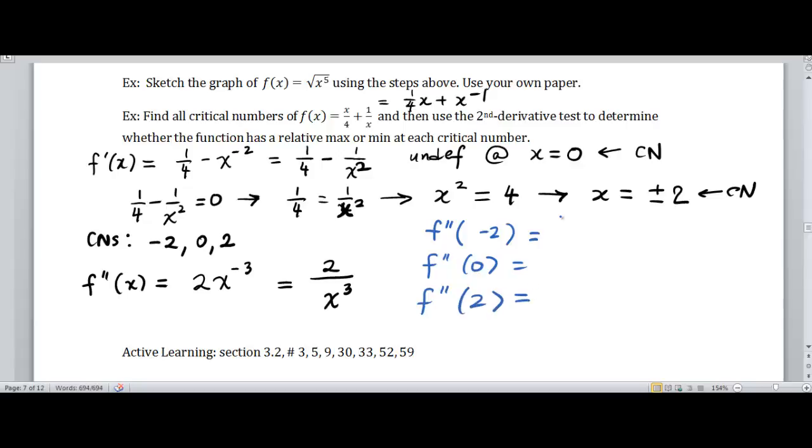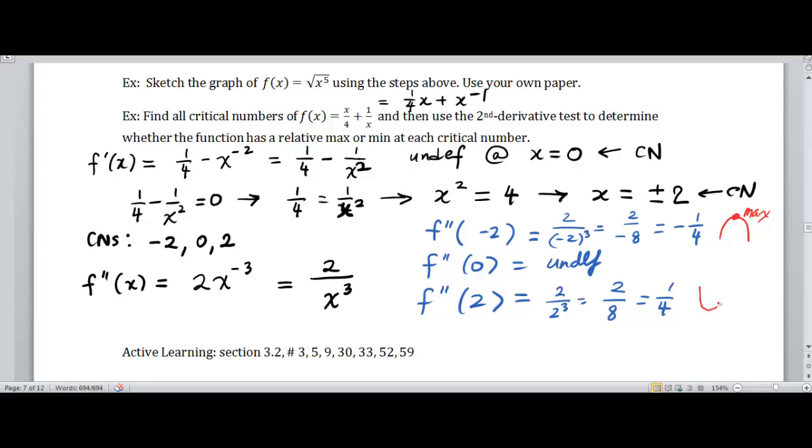When we plug -2 into here, negative 2 cubed is, I'm sorry, negative 8. 2 over negative 8, so then this gives us negative 1/4. At 0, when we plug 0 in, it's undefined. At 2, 2 cubed is 8. So we get 2 over 8, which is positive 1/4. Okay. So look, my second derivative is negative. That means it's concave down. That means I have a max at negative 2. Okay. And here my second derivative is positive, which means it's concave up, which means I have a min. So we can write that. Min at x equals 2, max at x equals negative 2.